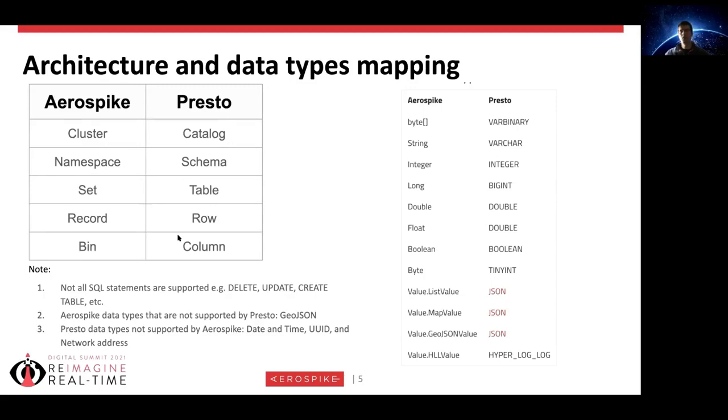There are also some limitations in terms of SQL command support, like delete and update. Create table is also not supported, since an Aerospike set is a logical unit and doesn't have to be created explicitly. As we have seen, GeoJSON is handled as a simple JSON type in Trino. The Aerospike connector comes with a wide set of configuration properties, which I described in detail on the documentation page.